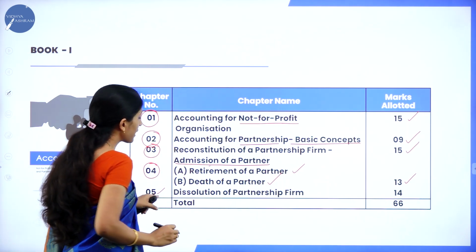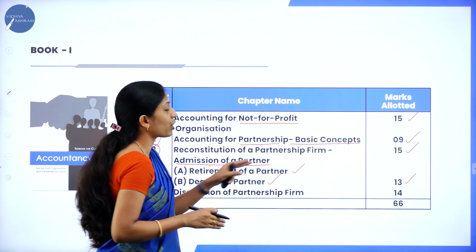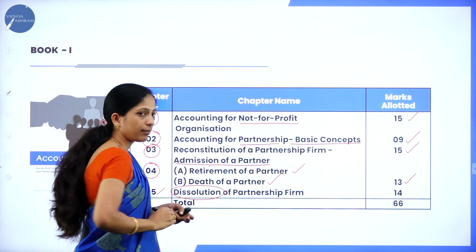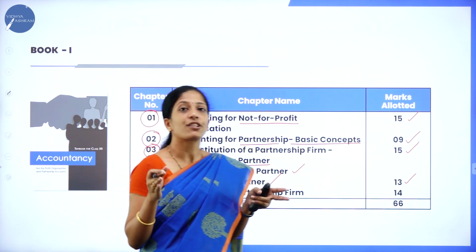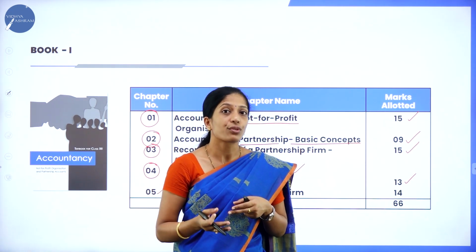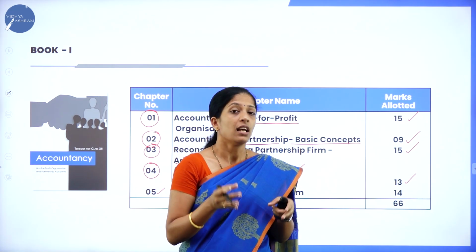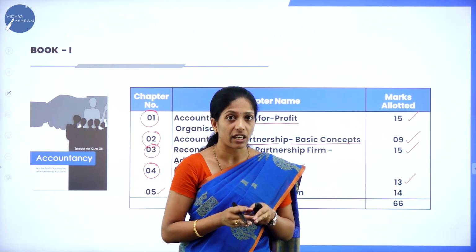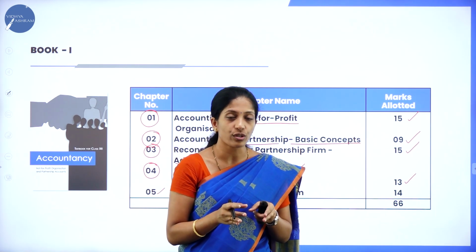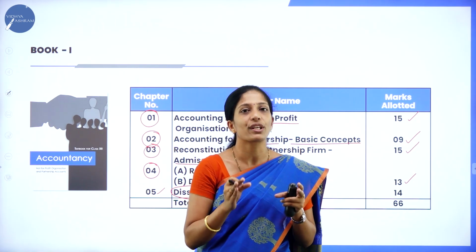And the next chapter, the last chapter under your first book, is dissolution of partnership firm. Now, what do I mean by dissolution? The whole partnership firm is going to close. It may be due to law or other activities where the business is compulsorily getting closed, or with the consent of all the partners the firm is getting closed. It may be due to several reasons, but the partnership firm is going to close.